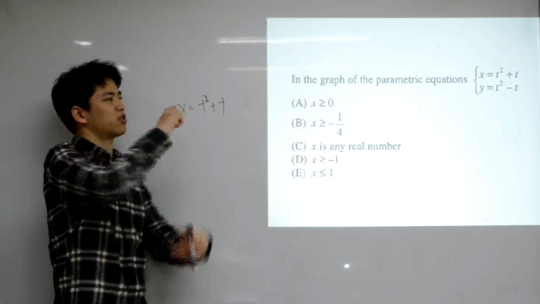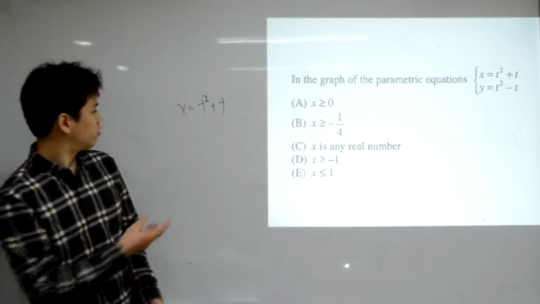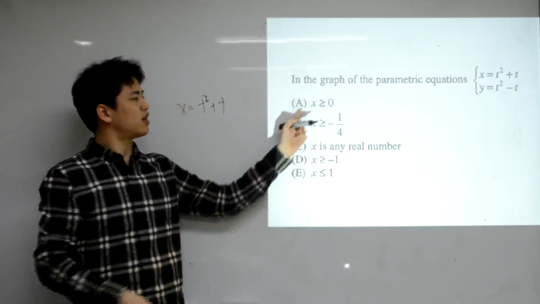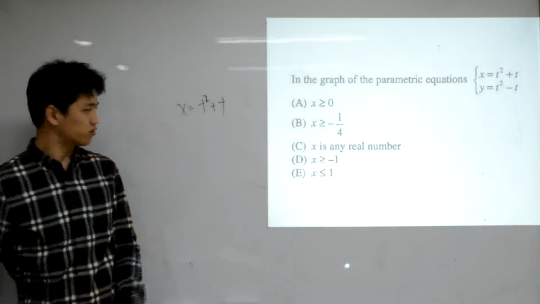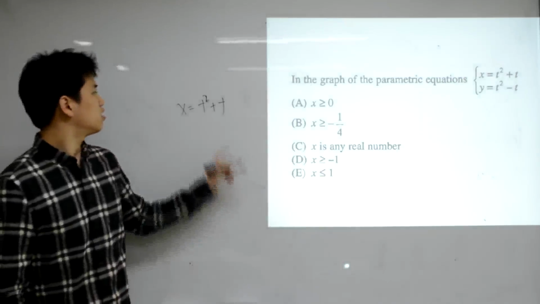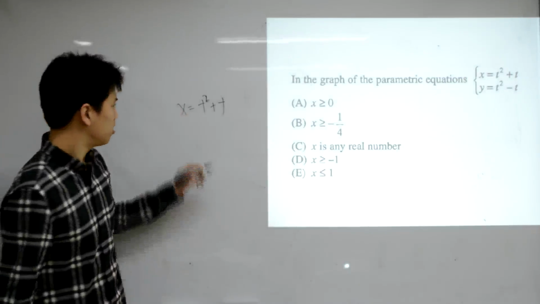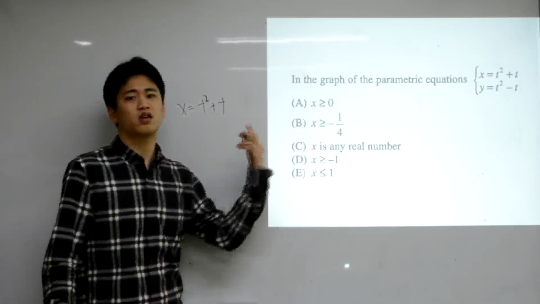But the range, which is the possible values for x, the question is asking about the range, the possible values for x. So that means that since x equals t squared plus t, we know that this is a parabola, right? This is a quadratic equation.